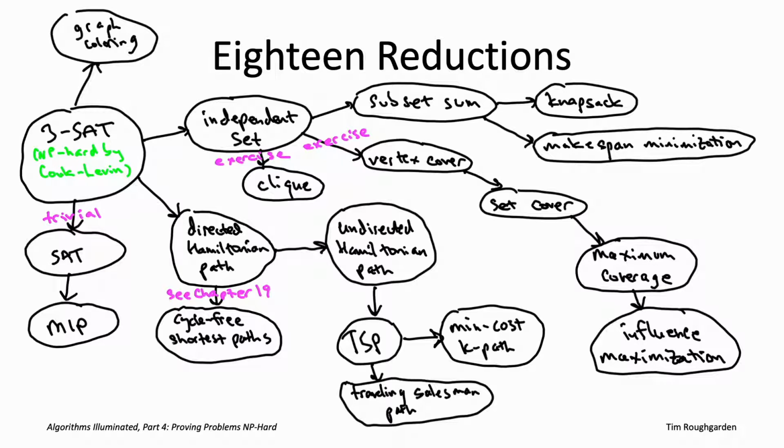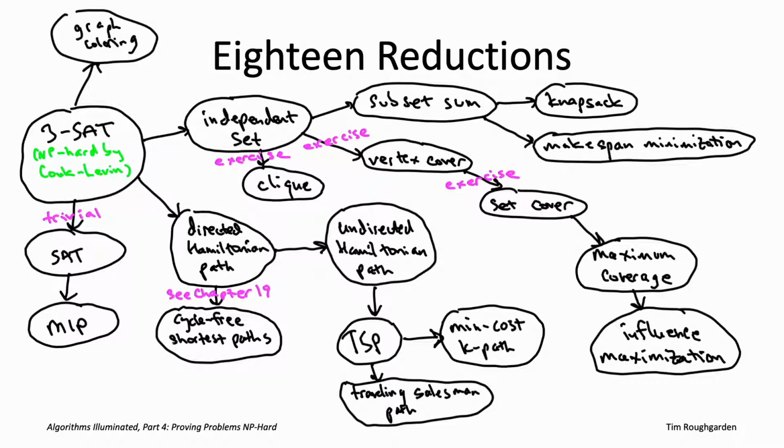You take the complement, so you take all the vertices that are not in the smallest vertex cover, and that's going to be a largest possible independent set. Let's go ahead and follow the rest of the arrows down that directed path. Okay, so next we have that the vertex cover problem reduces to the set cover problem.